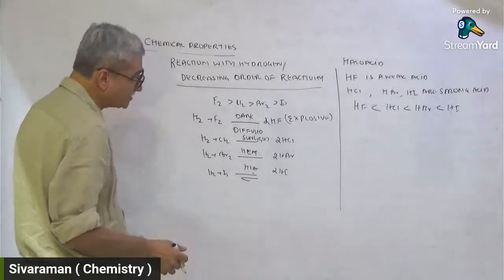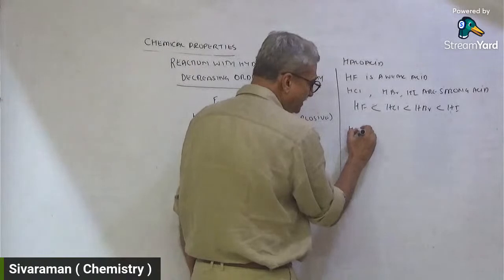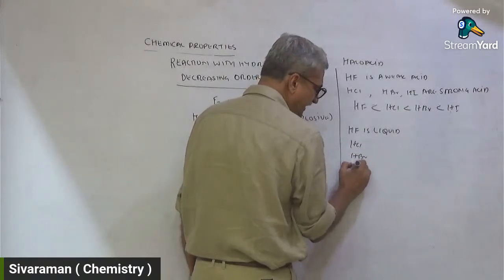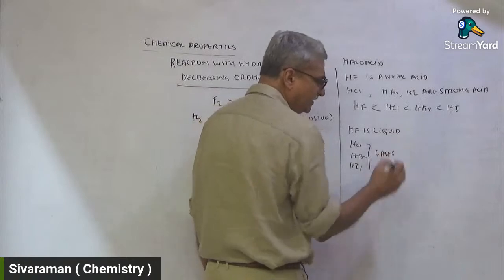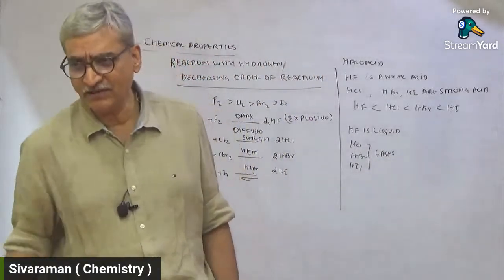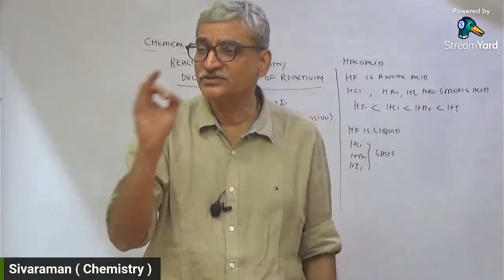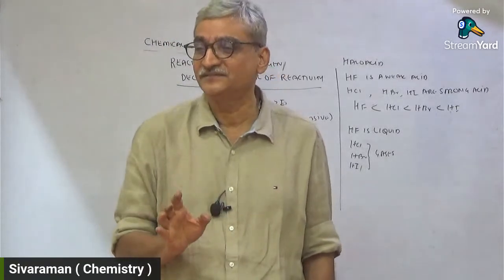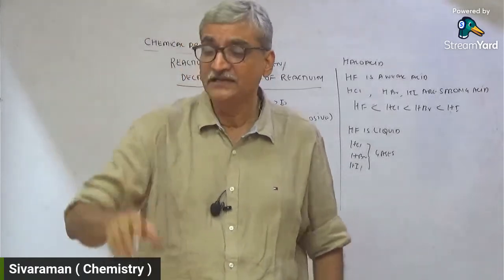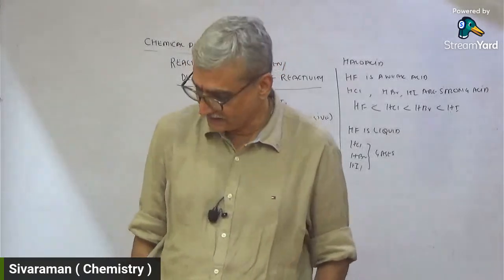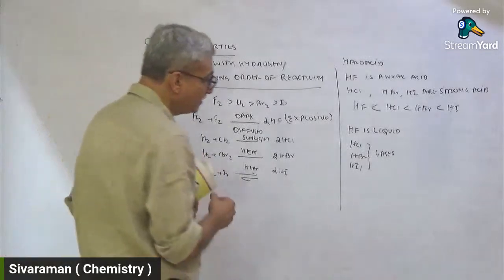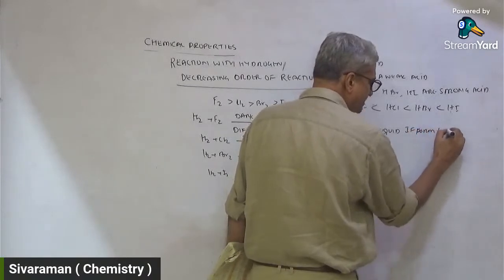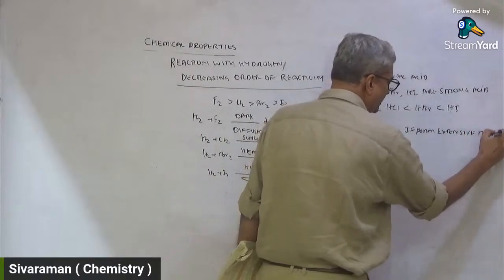Is this clear? One more thing: HF is a liquid, whereas HCl, HBr and HI are gases. Now you will immediately tell me, this is my experience in teaching so many years, sir, HCl in my college is in water, it is a liquid. That's an aqueous solution of HCl, called hydrochloric acid. You've taken HCl gas and dissolved it. Normal HCl is a gas. Why is HF a liquid? Because it forms extensive hydrogen bonding.